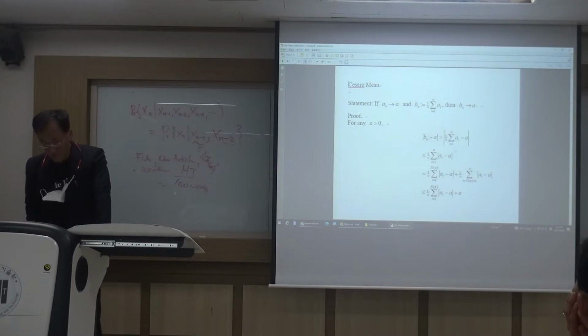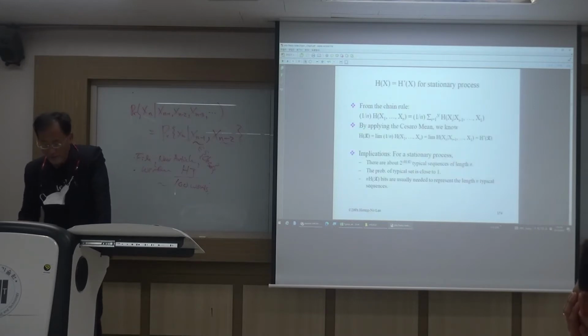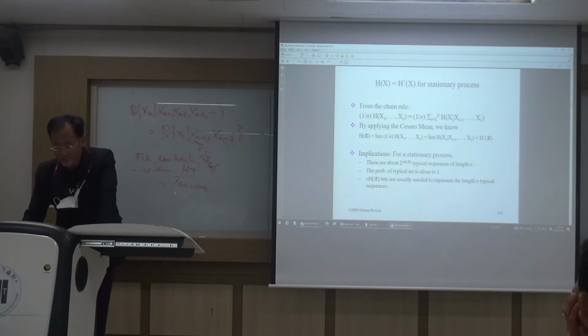This is another, more rigorous proof. You can take a look, but if you have understood this using the picture, then you don't have to see this. So basically, we can say that the per symbol entropy and the conditional entropy are the same for a stationary process.